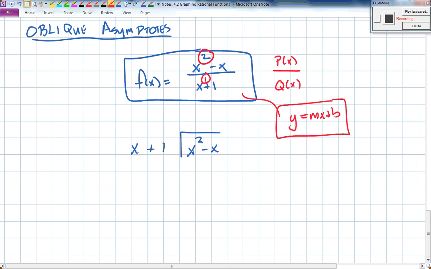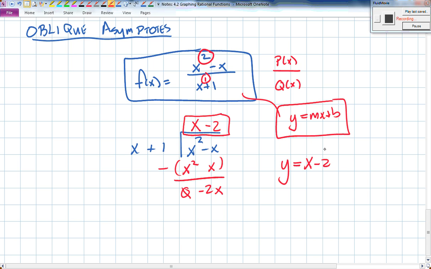Okay, how many times does x go into x squared? It goes into it x times. Very good. So x times x is x squared. What's x times 1? X. Very good. And we're going to subtract. X squared minus x squared is 0. X minus positive x is how much? 0. No? Negative 2x. Good. How many times will x go into negative 2x? Negative 2 times. And you know what? You can stop right there. Because the oblique asymptote is the line y equals x minus 2. Okay?